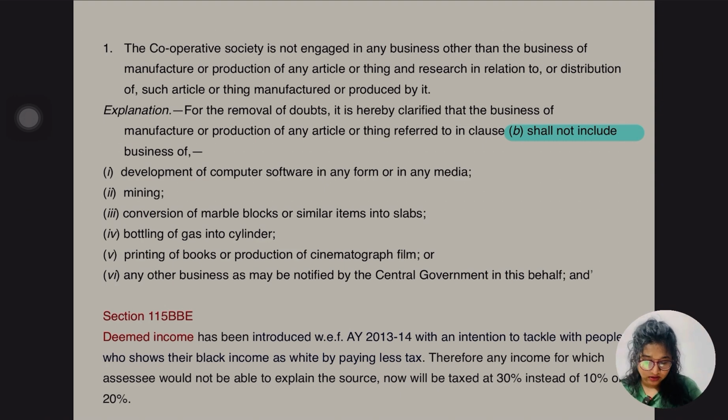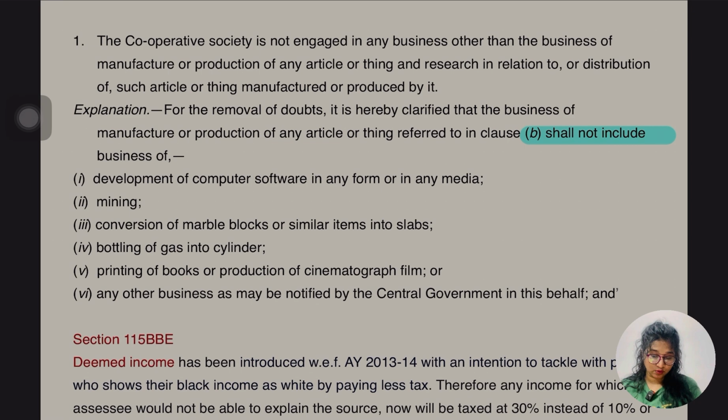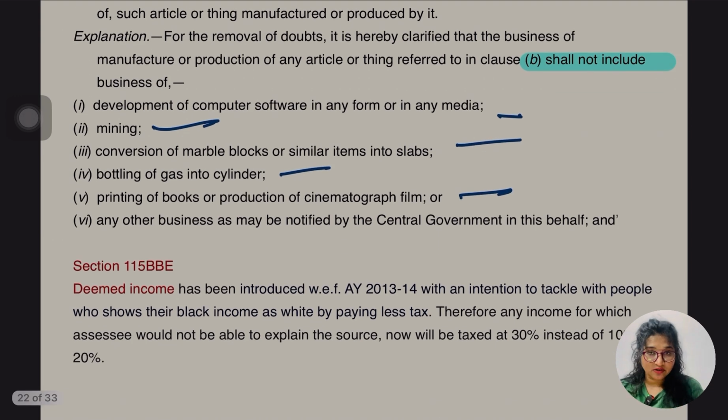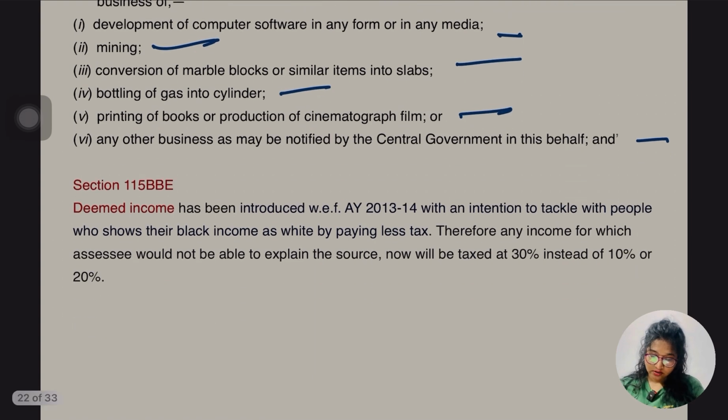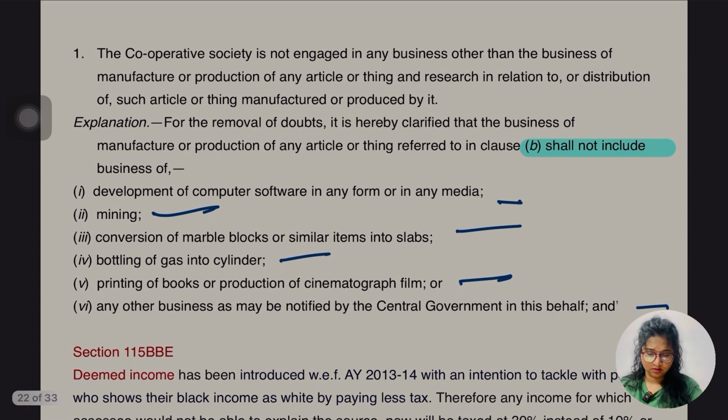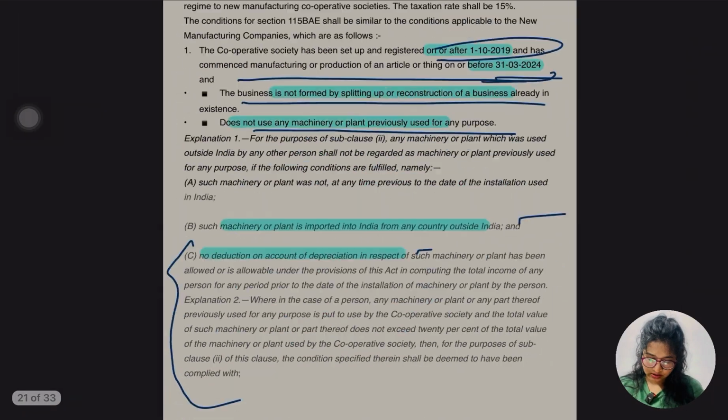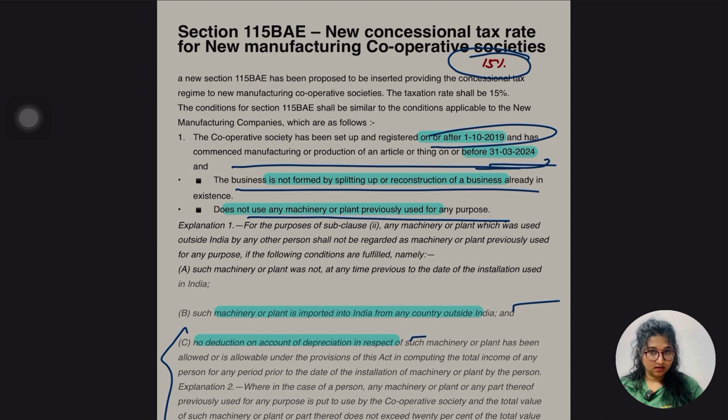For the removal of doubts, it is clearly clarified that the business of manufacture or production of any article or thing shall not include certain businesses. First of all, development of computer software and media and all cannot be included in the production and manufacturing of articles. And mining, conversion of marble blocks or similar items into slabs, bottling of gas into cylinders, printing of books or production of cinematographic films, or any other business as may be notified by the central government in this behalf. Okay, so yes, hope this was clear. Let me not take it so long, otherwise we will get confused. So yes, 115BAE was the last section.